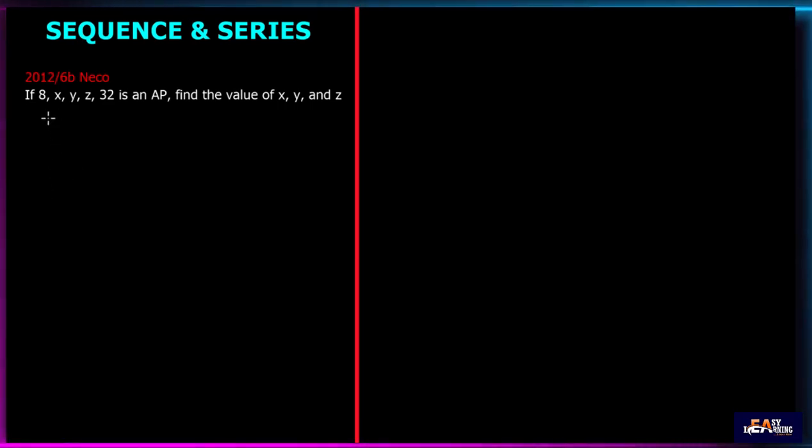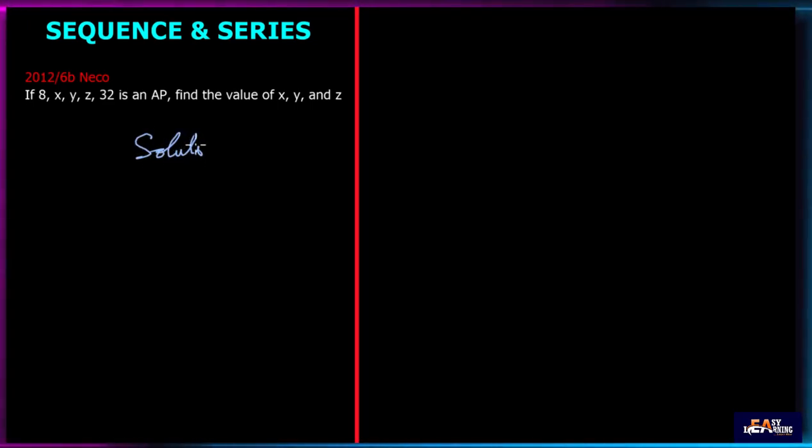Okay, in this class, we will be considering this 2012 NECO theory question. Question number 6b says, if 8, x, y, z, 32 is an AP, find the value of x, y, and z. Pause the video, try to solve it, and let us compare answers. I believe you've solved it, and then we can take the solution.